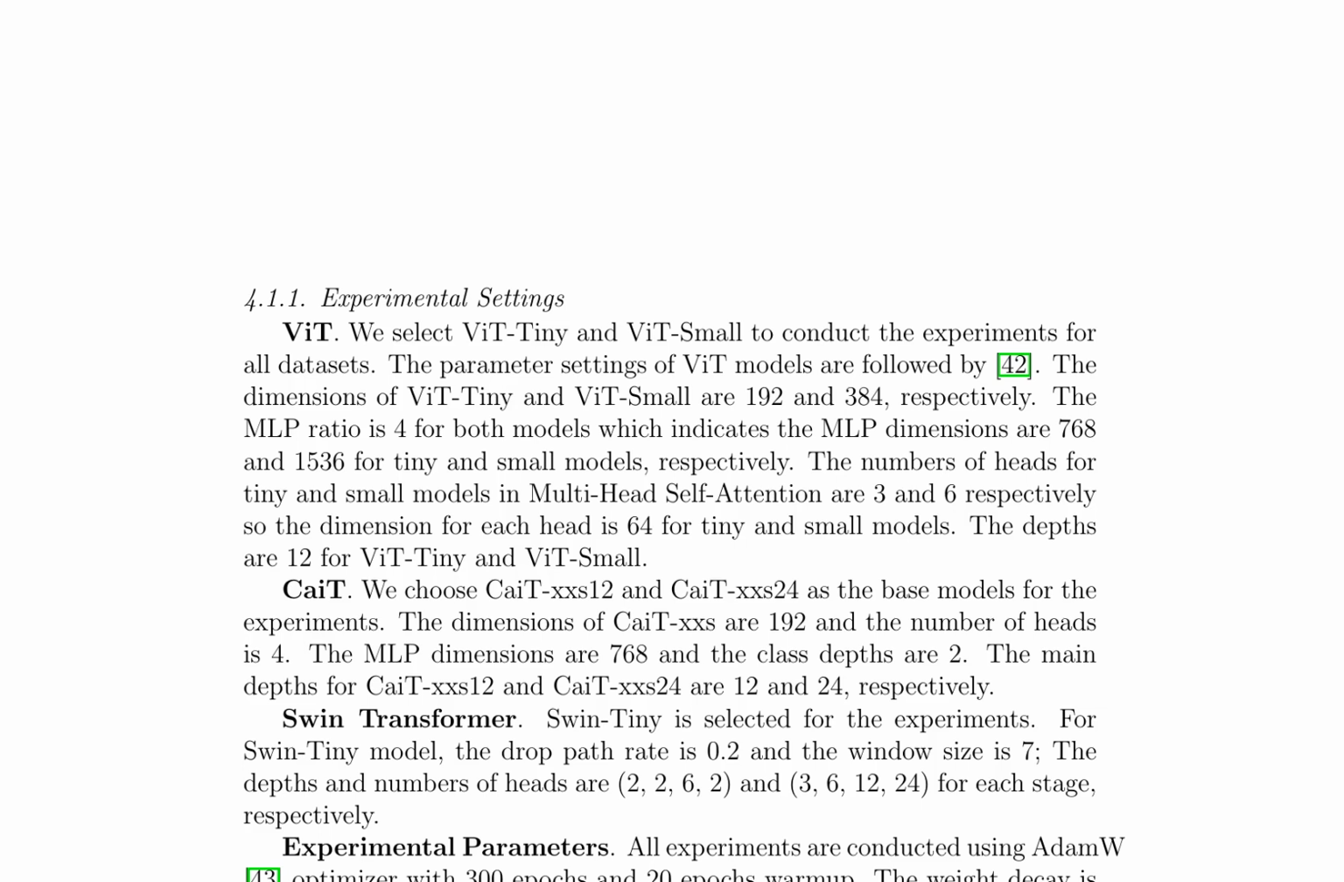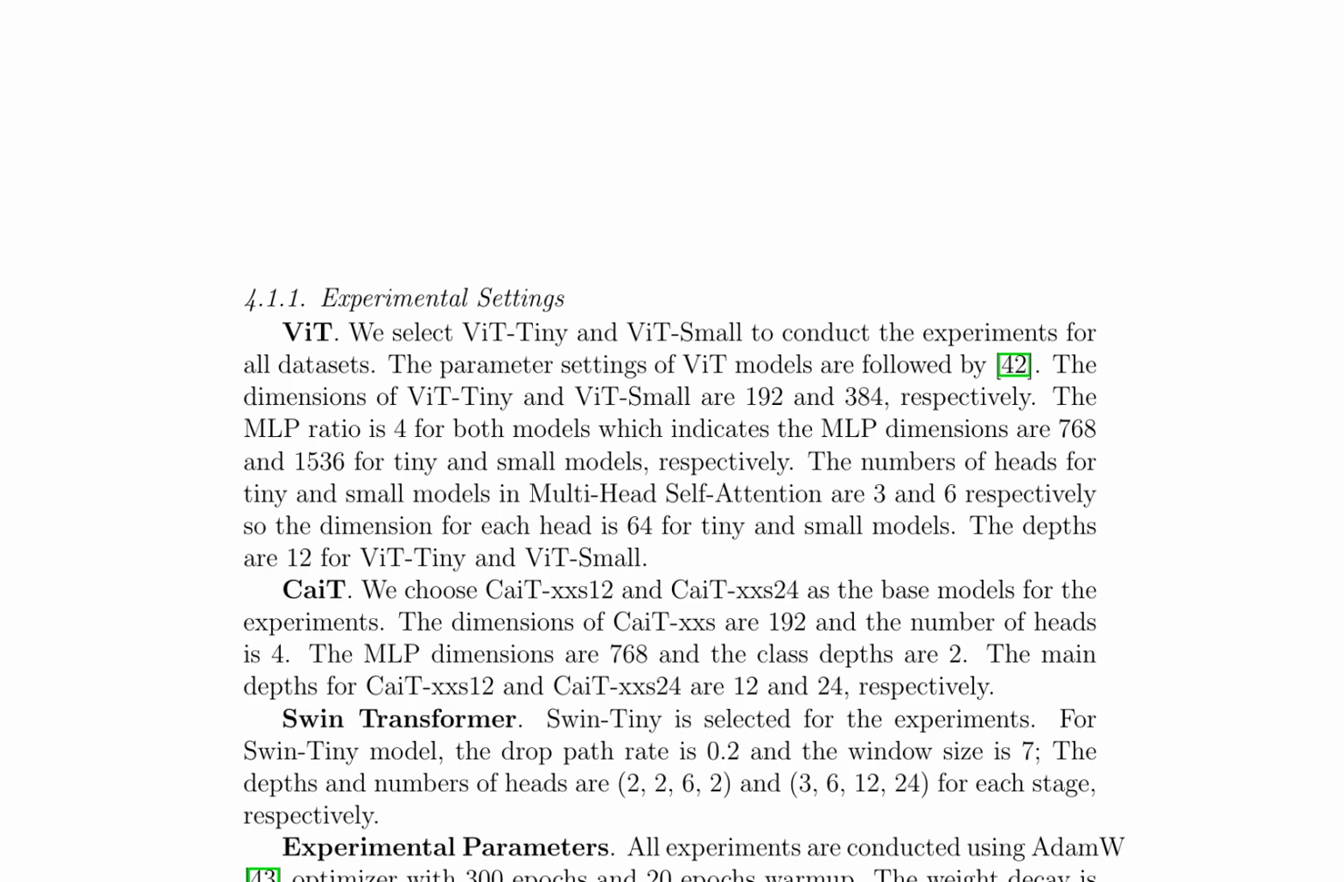The experimental settings for ViT, CaiT, and Swin transformer models are detailed, including parameter settings, dimensions, and depths. The AdamW optimizer is used with 300 epochs and 20 epochs warm-up, and the weight decay is 0.05. The batch size for the 3 small datasets is 128 with 4 NVIDIA P100 GPUs.